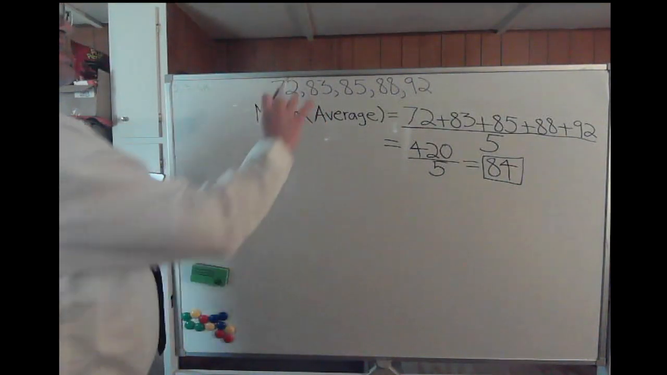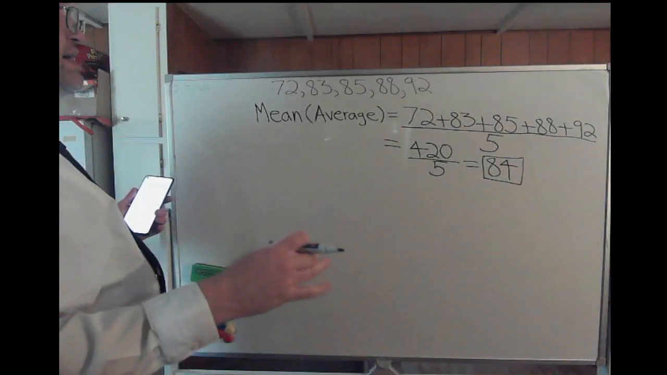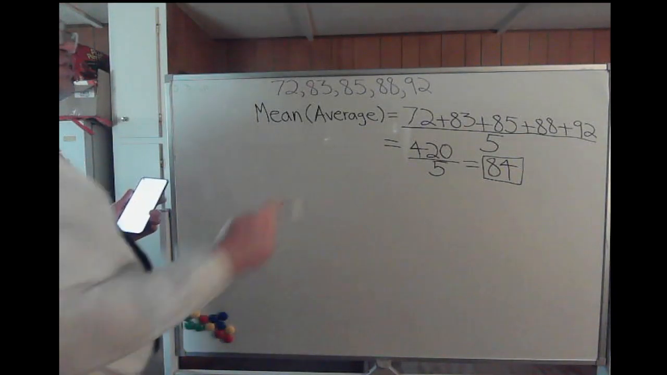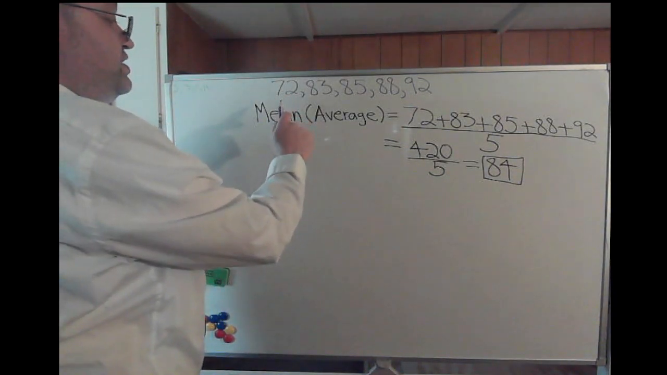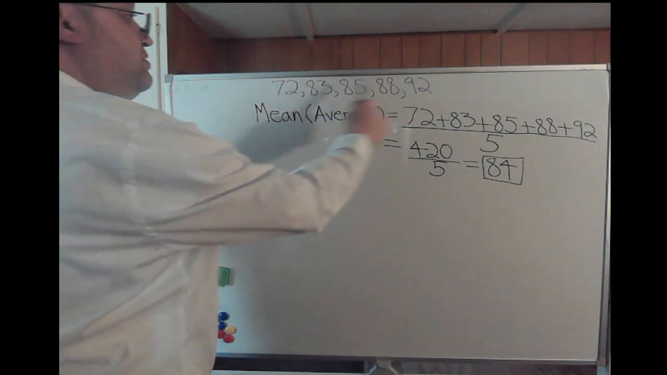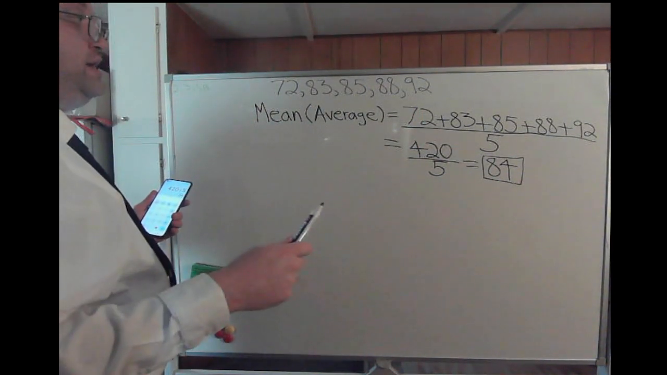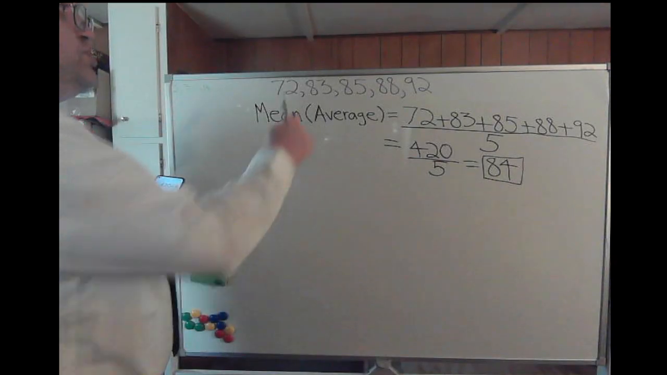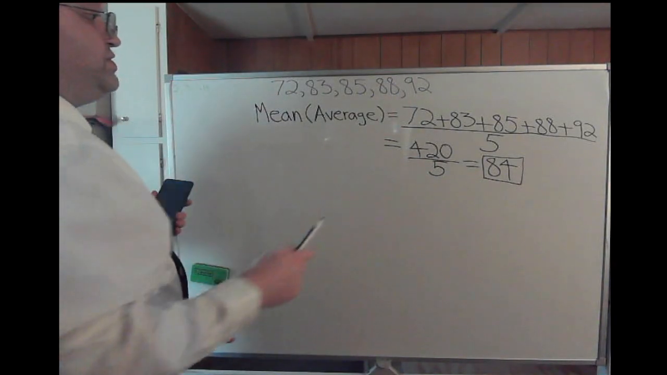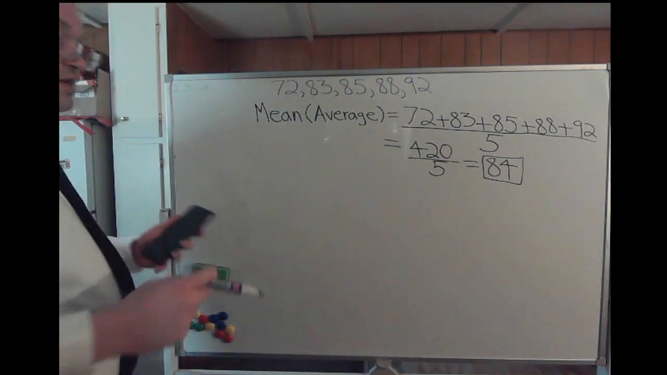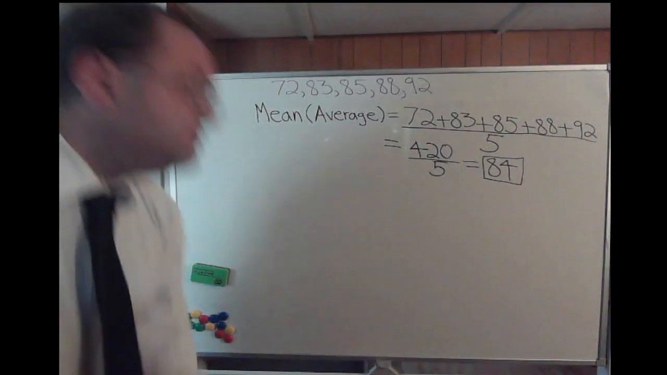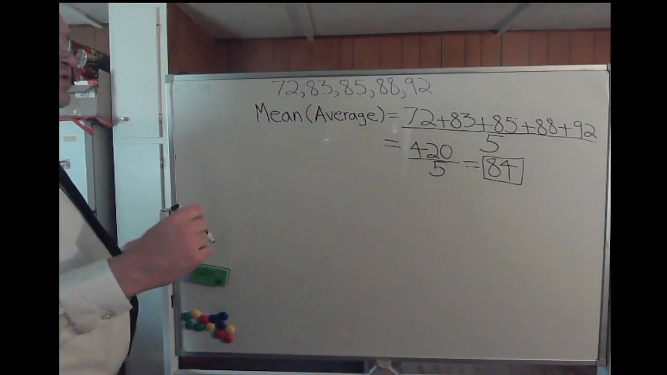Don't worry if it's not in your list. That's fine. However, your average should be somewhere in the range. The range is 72 to 92. Your average should be somewhere in that range, whether it's part of the list or not. It should be some number in that range. Okay? So that's how you find the mean, the average.